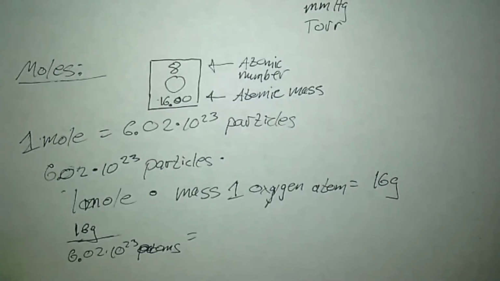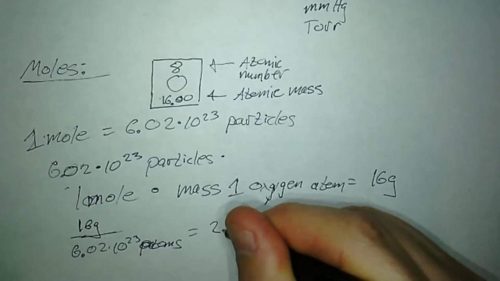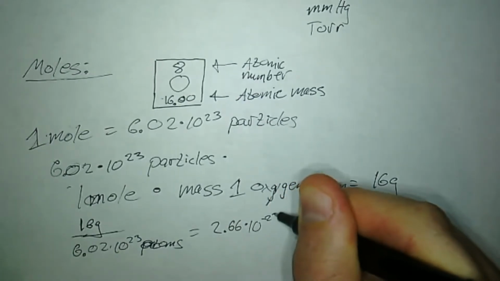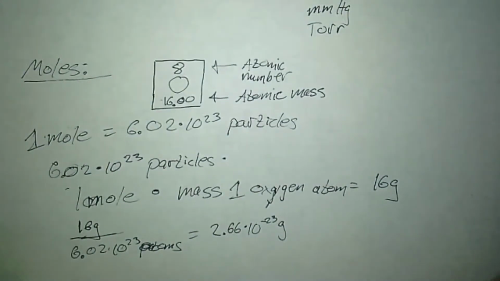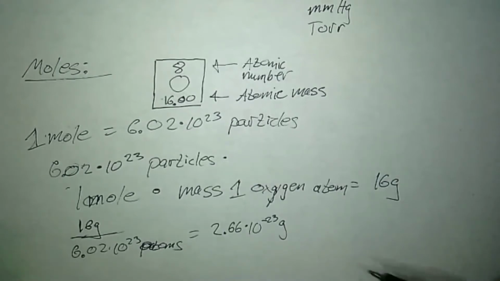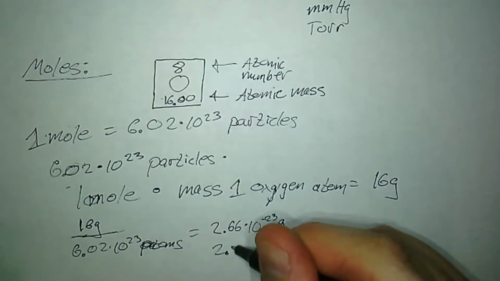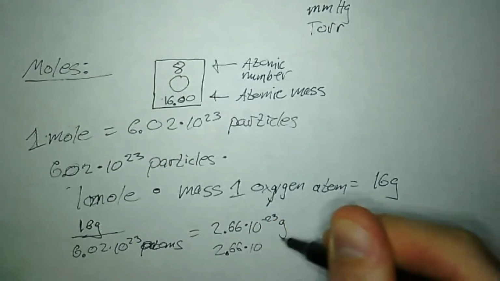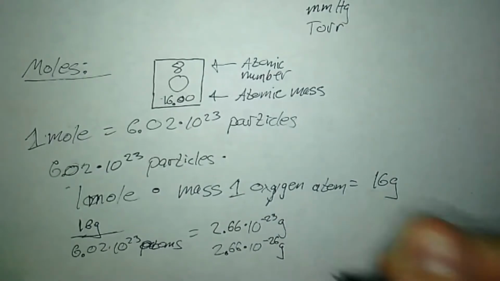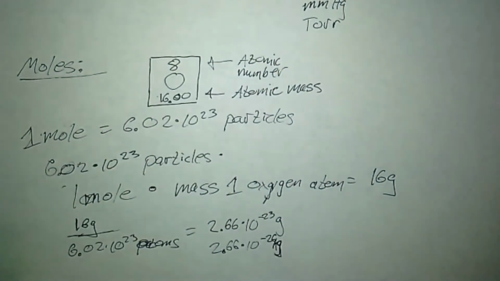Let me grab my calculator. So having just put it in my calculator, I am getting 2.66 times 10 to the negative 23rd grams for a single oxygen atom. Now, it's important to note that we usually do these in kilograms, so you should probably convert to kilograms. So this is going to be 2.66 times 10 to the negative 26 kilograms, because I just divide by 1,000.